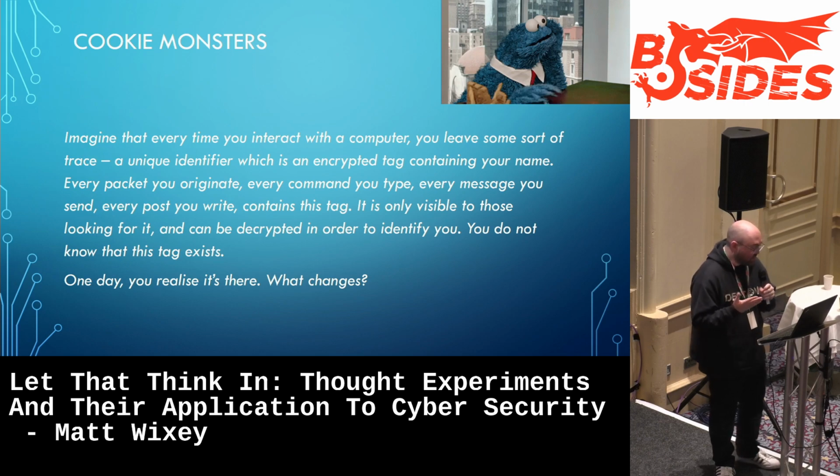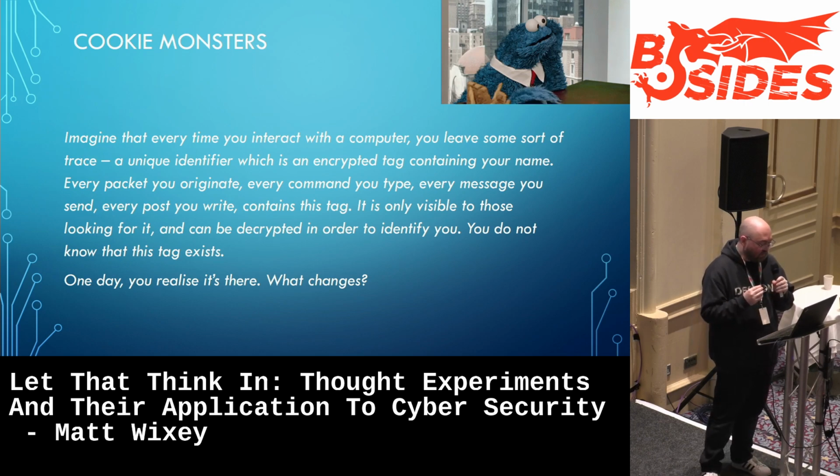Okay, so the first one's called Cookie Monsters. So imagine that every time you interact with a computer, you leave a trace behind, a unique encrypted identifier which contains an encrypted form of your name. And it's literally in everything you do. So every packet that gets sent from your machines, every command you type, every message you send on social media or email or whatever, it contains this tag. It's not visible unless you know it's there and you're looking for it. And it can be decrypted and someone can get back your name. You don't know this tag exists until one day you do.